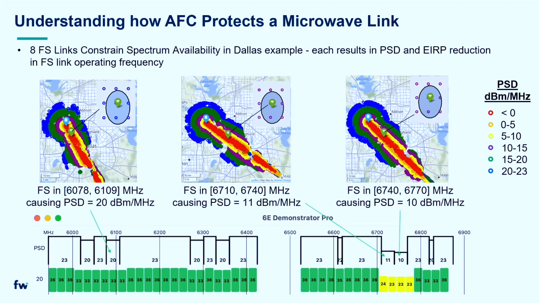So continuing on, another incumbent imposes a constraint of 11 over 6710 to 6740. So you see that a little bit higher up, where you see an 11 in terms of the frequencies. So that's basically how we compute. For every device that comes in, we look at the protection contours, figure out what power it can operate at so as to not interfere with that particular incumbent, and then glue it all together across all frequencies.